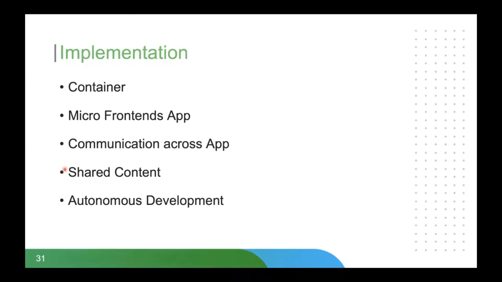Another is autonomous development. Obviously, through micro frontends, teams can autonomously develop their pages, like the product page, without worrying about what's going on in other teams. They will also have their own deployment pipelines and testing. So all these things can be autonomous.